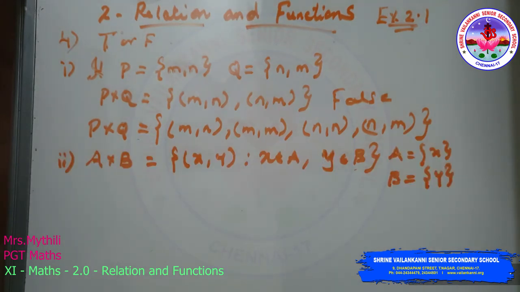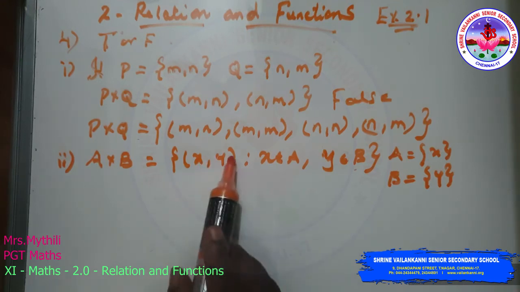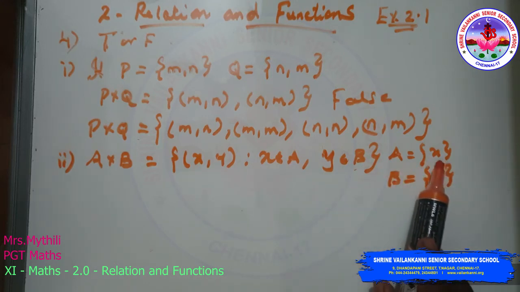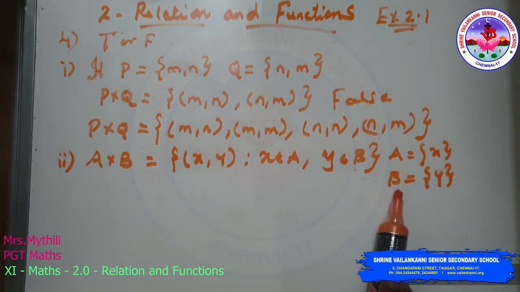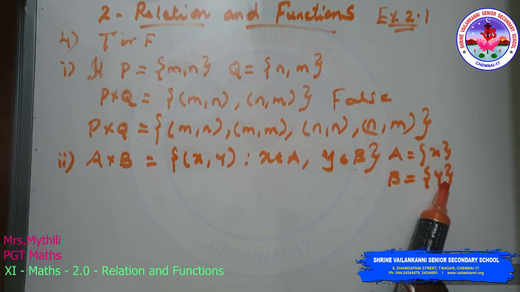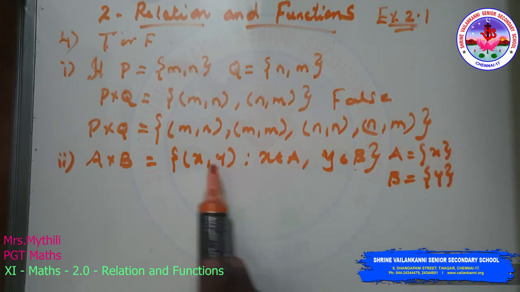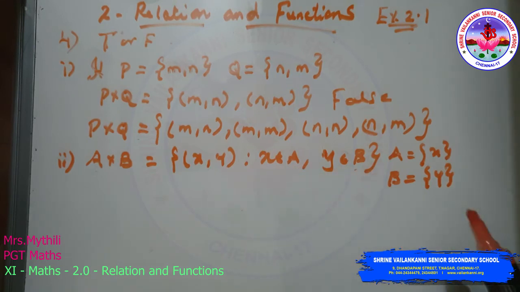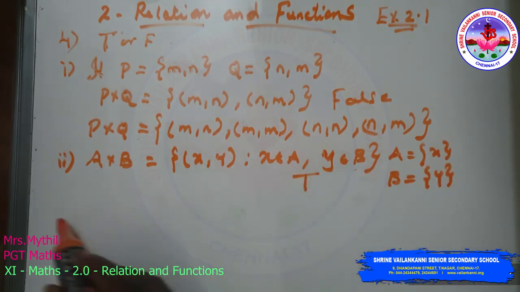Second one, if A and B are non-empty sets, then A cross B is a non-empty set of ordered pairs (x, y) such that x belongs to A and y belongs to B. We have to check whether it is true or false. So (x, y) is an ordered pair such that x is an element of A and y is an element of B. Then A cross B is the set of ordered pairs of x and y. So A cross B equal to {(x, y) such that x belongs to A and y belongs to B}. So this is true.